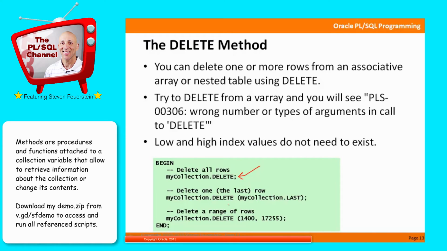I can specify a single element to be removed from my collection. In this case, I'm saying get rid of the last, the end of the list, but I could specify any index value. And I can also specify a range of values. So get rid of everything between 1400 and 17,255. And if you do specify a range, these index values do not have to be defined. Anything between those two values will be erased.